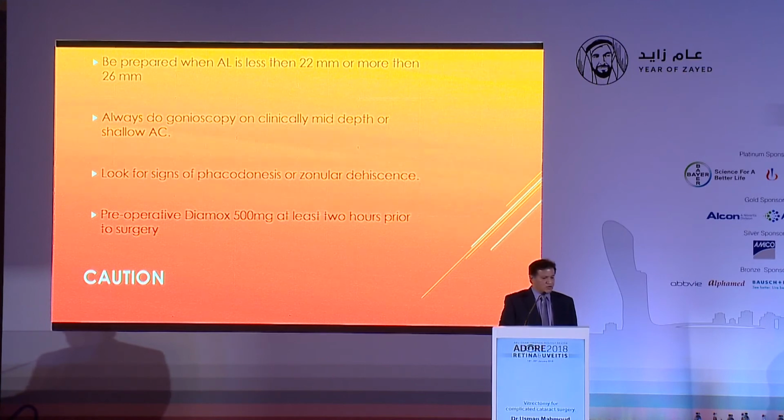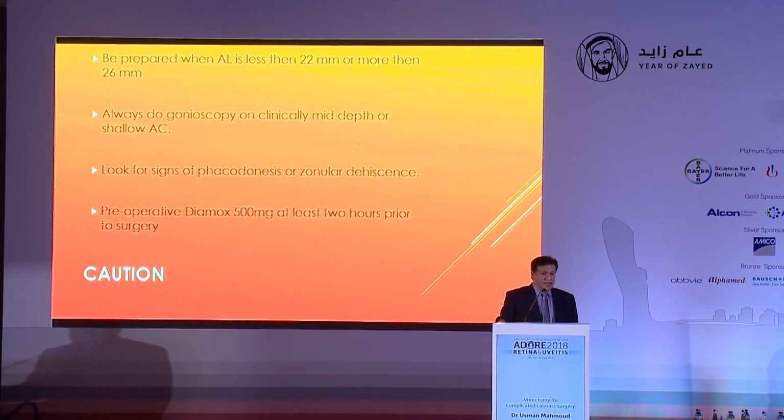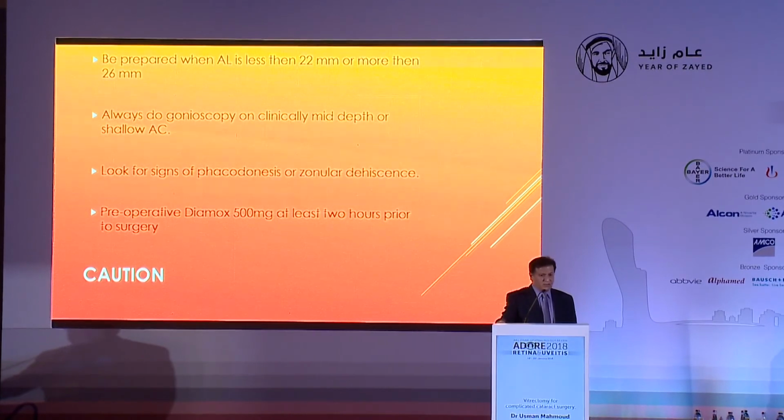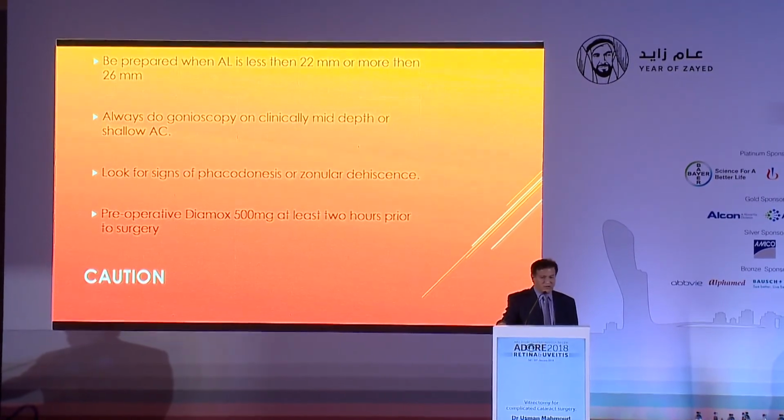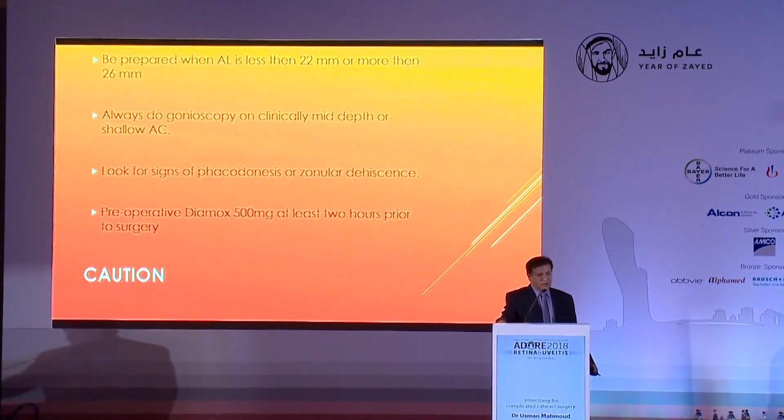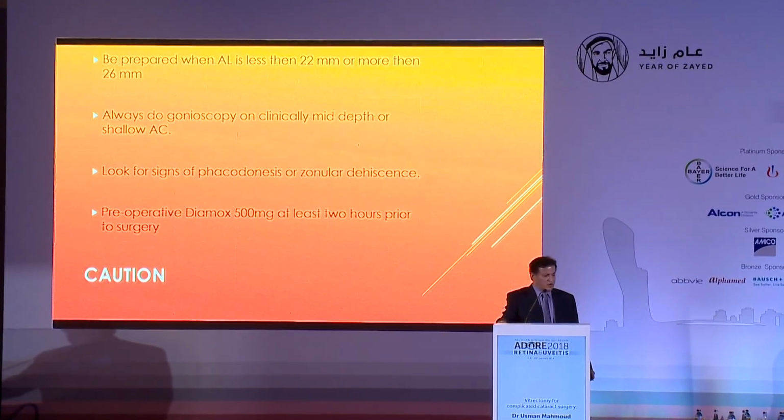Now, the most important thing to note is that if you come across any patient with an axial length of less than 22 or higher than 26, be a little prepared. Always do a gonioscopy in a clinically mid-depth or shallow AC to look for signs of phacogenesis. And if you see some, then always be prepared. I would suggest preoperative Diamox 500 milligram either orally or intravenously 2 hours prior to the surgery.